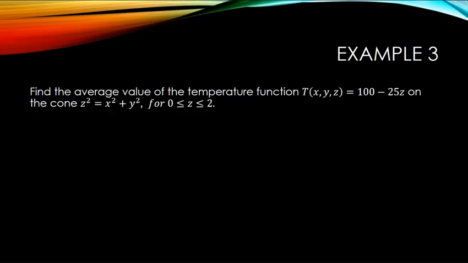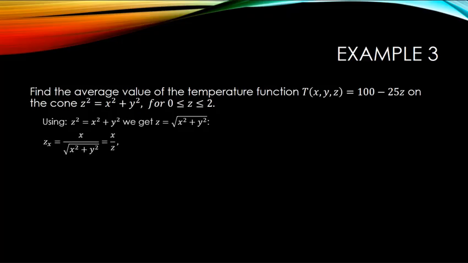I want to find the average value of the temperature function T of xyz is equal to 100 minus 25z on the cone given by the equation z squared is equal to x squared plus y squared, where 0 is less than or equal to z, which is less than or equal to 2. Using z squared is equal to x squared plus y squared, we get z is equal to the square root of x squared plus y squared.